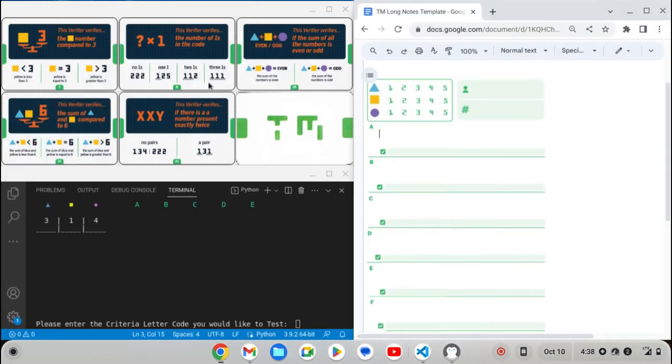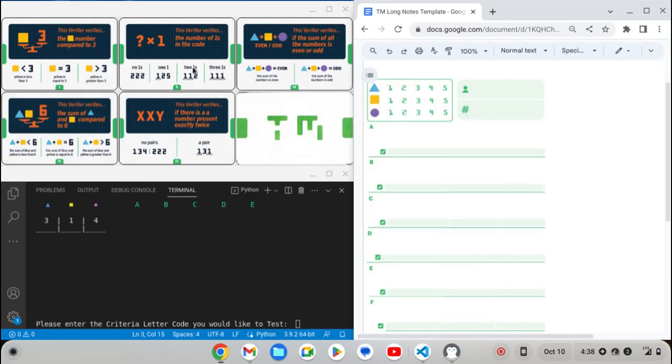So in the grid above, we've got our 5 criteria cards. On the top row, we've got criteria card A, criteria card B, and criteria card C. On the bottom row, we've got criteria card D and criteria card E. Criteria card A takes a look at our middle digit, the square digit, and compares it to the number 3. Should the value of square be less than 3? Should it be equal to 3? Or should it be greater than 3?